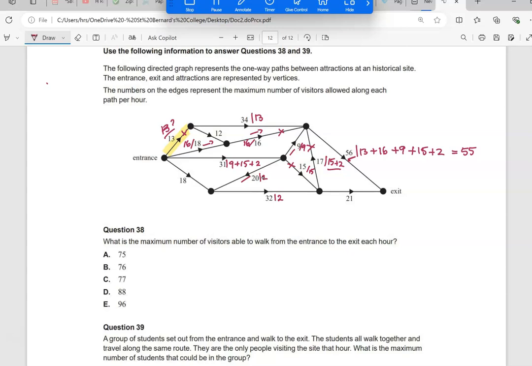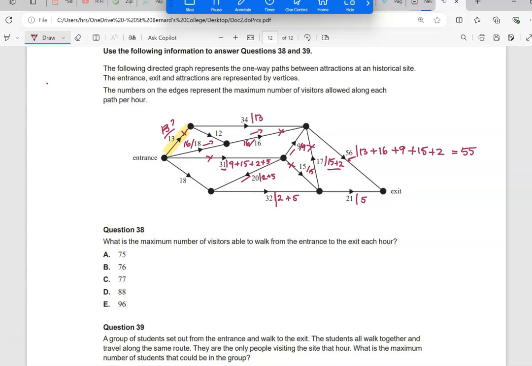So along the... what I've still got is some left in this 31 pipe. If I look at it, I've got 9 plus 15, that's 24, plus 2 is 26. So I still have another 5. So I'm going to see if I can push this 5 down through the 20 and along here. So I can push 5 through there. So I've done that, and now this one's full.